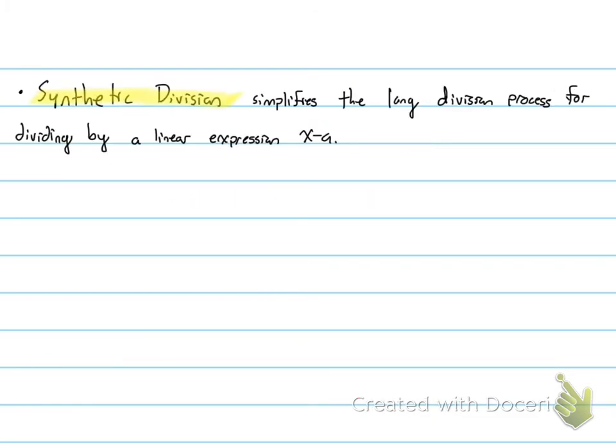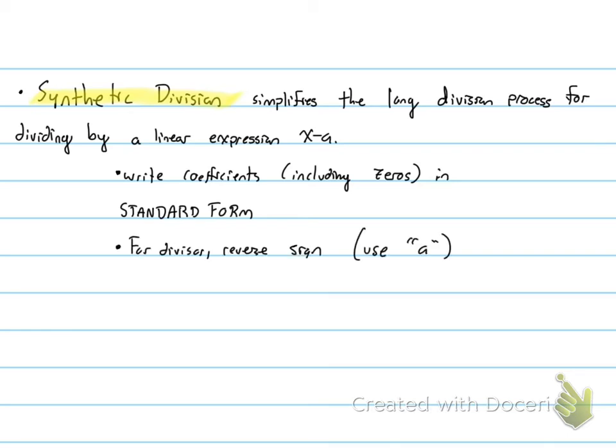So finally, kind of the shortcut here, an easier process of doing this, is synthetic division. Synthetic division simplifies the long division process by dividing by a linear expression, x minus a. What makes this a little bit easier is that I'm only writing the coefficients, including those 0 placeholders, in standard form. So I'm not working with the x's themselves. And for my divisor, I reverse the sign. So if I'm dividing by a factor of x minus a, I would use the value a as my divisor.